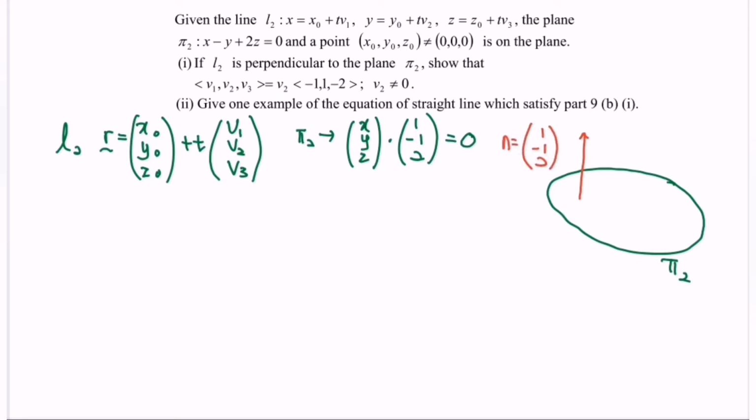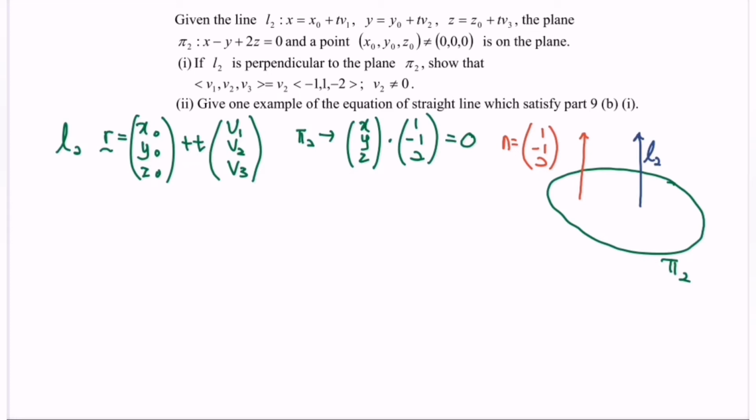Kindly refer to the question again. They said L2, in blue, is perpendicular to the plane. So that will be the situation. Here we have the line L2. As we can see, the normal is actually the same as, or parallel to, the line L2.